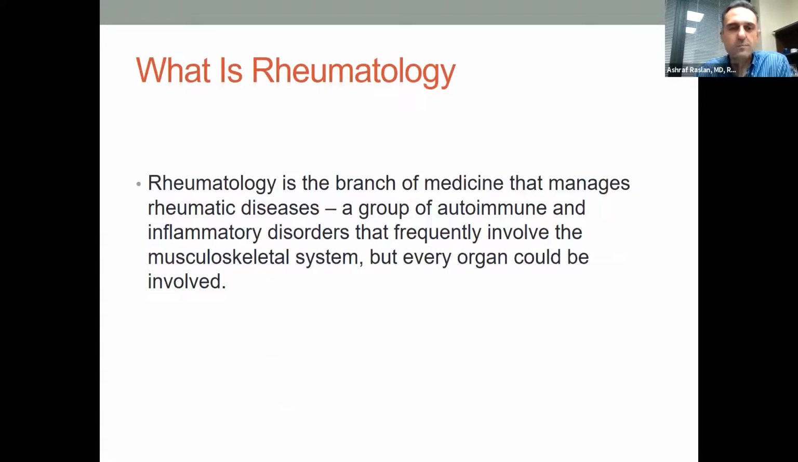So rheumatology, many of you know, is the branch of medicine that usually manages rheumatic diseases, which are autoimmune and inflammatory disorders that most of the time involve the musculoskeletal system, like the joints and the muscles, but every organ could be involved with autoimmune disease. Actually, the word rheuma is a Greek word. It means flow. The early Greek physicians noticed that these diseases tend to flow through the body, moving between different joints and affecting different organs. And this is where the word rheumatology comes from. So it's originally a Greek word.